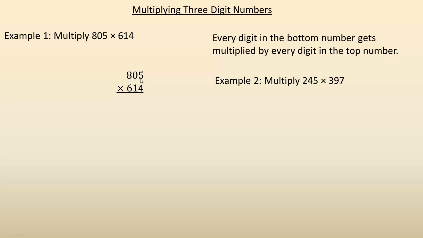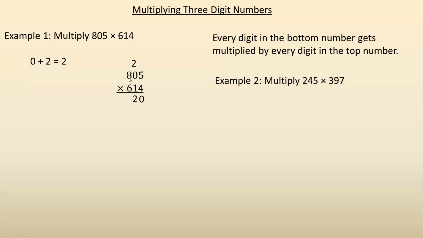So 4 times 5 is 20. Now 20 is a 2 and then a 0, so we put the 0 here, and then we write the 2 above here. Next I'm going to multiply the 4 by the 0. Now 4 times 0 is 0, and then we add 2 to that, which is 2, so you write a 2 here. So we finished multiplying the 4 by the 5 and the 4 by the 0.